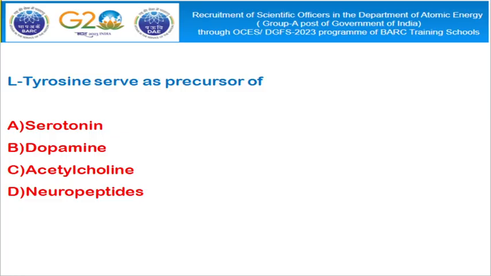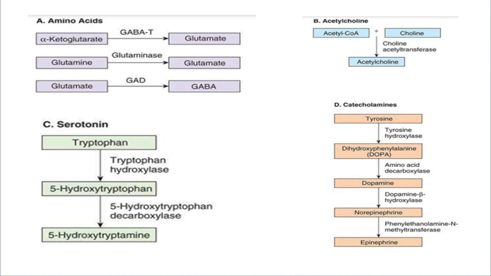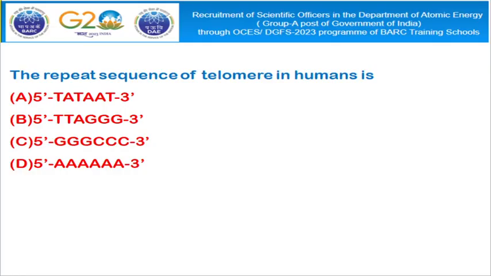Okay, L-tyrosine serves as a precursor for? So this L-tyrosine serves as a precursor for dopamine, norepinephrine and epinephrine. Whereas serotonin will be produced from tryptophan. Okay, next, alpha-ketoglutarate is responsible for producing glutamate, and from glutamate your GABA, that is gamma-aminobutyric acid, will be produced. Okay, with regard to catecholamines, the responsible precursor is tyrosine. Tyrosine will be converted into dihydroxyphenylalanine, DOPA, and DOPA will be converted into dopamine, and from dopamine, in the presence of dopamine beta-hydroxylase, norepinephrine will be produced, and from norepinephrine, epinephrine will be produced.